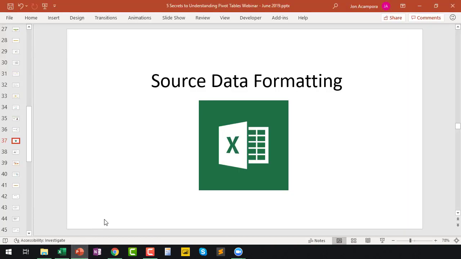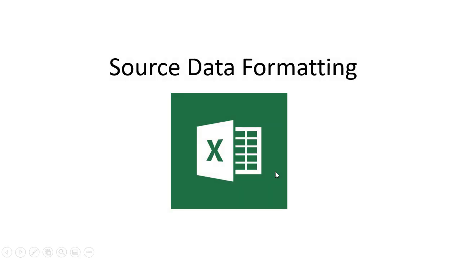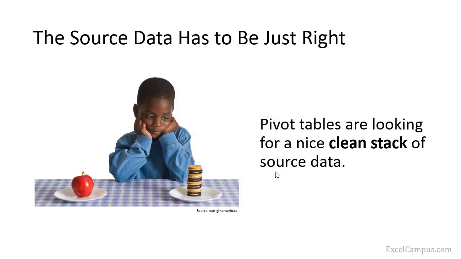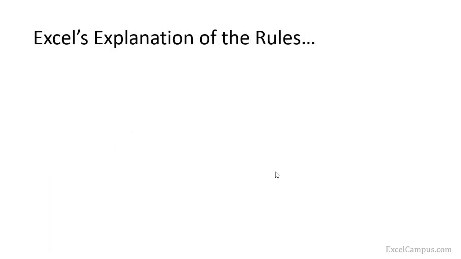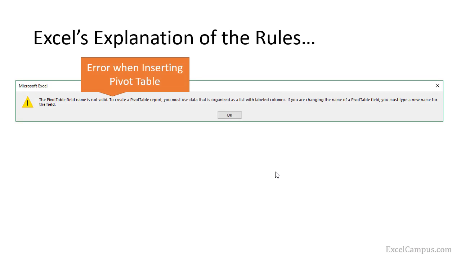And I have that checklist for you, so you can go over those and make sure your data looks good and it's all cleaned up. And I like this picture of this kid looking at this stack of cookies, because I kind of feel like this is how pivot tables feel about data: they want this nice clean stack of source data, in this case cookies, in order to work properly. The pivot table needs this nice cleaned up stack of data. It looks delicious, right?